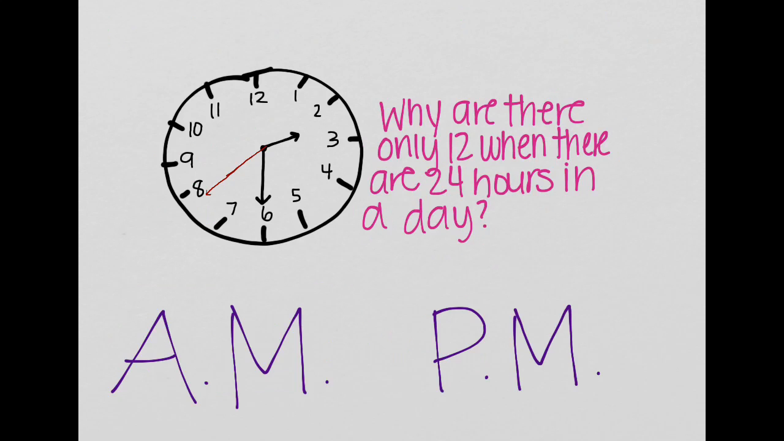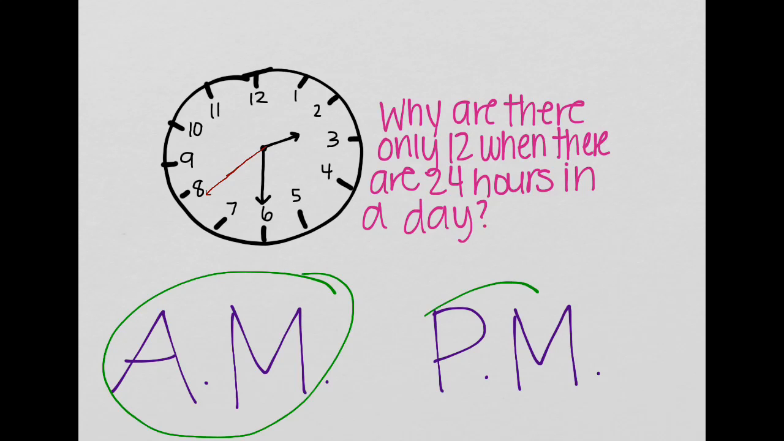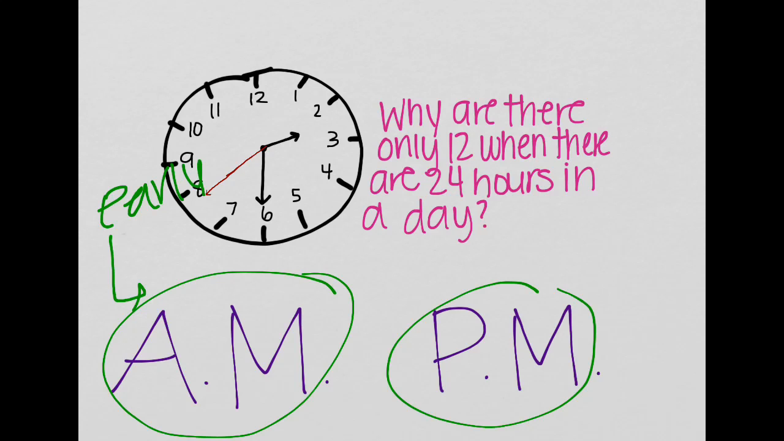Now you might be wondering, why are there only 12 numbers on the analog clock when there are 24 hours in a day? But realize that this is split into AM and PM. AM is usually for early morning times. Oops, I spelled early wrong. It's for early times. And then PM is for afternoon. We're just going to put afternoon. And for nighttime.